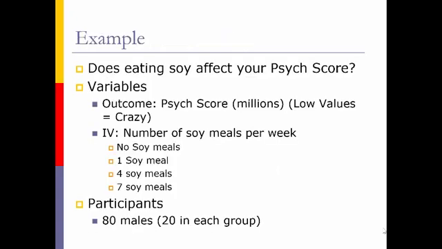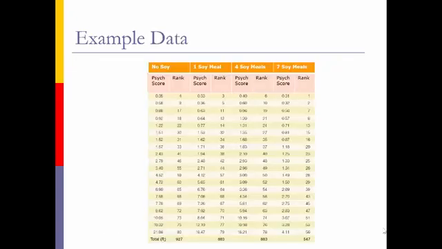So we're going to look at a real basic example. How does eating soy affect your psych score? We're looking at 80 males, 20 in each group. 20 males did not eat any soy. 20 males had 1 soy meal per week, 4 soy meals per week, and 7 soy meals per week. And here's essentially what the data looks like.